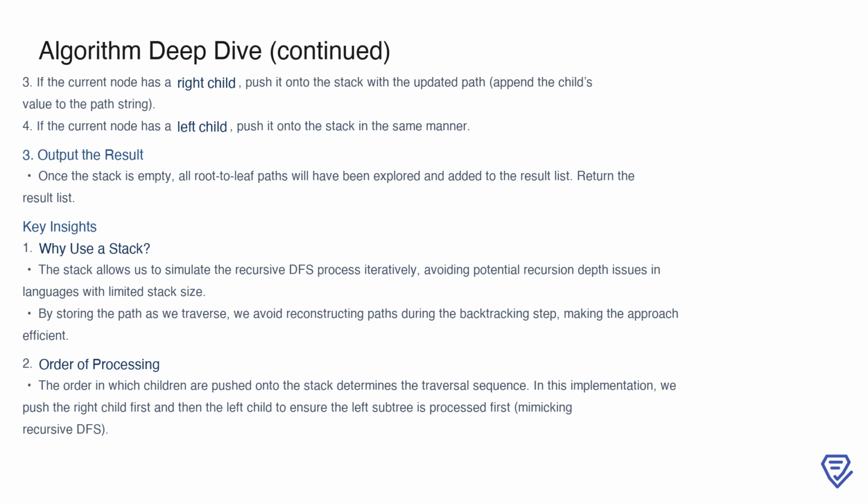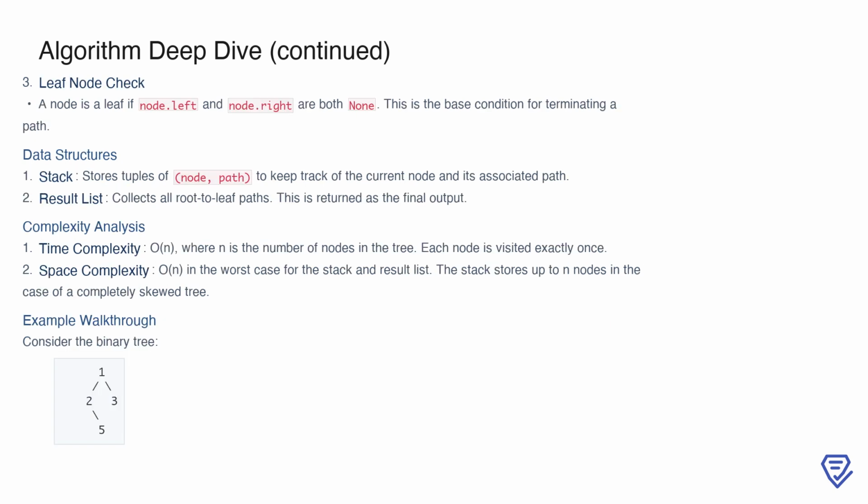Similarly, if there's a left child, we push it onto the stack with the updated path string. Once the stack is empty, all paths will have been explored, and we simply return the result list containing all the root-to-leaf paths. At this point, let's highlight some key insights about the algorithm.